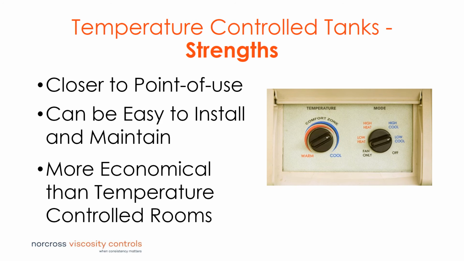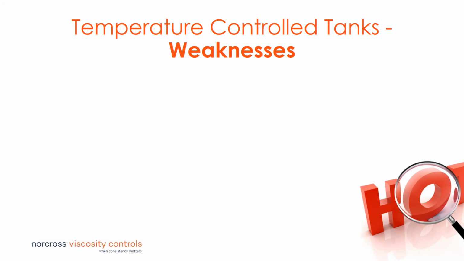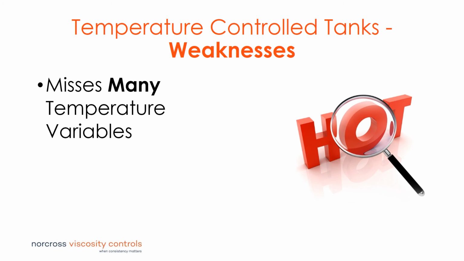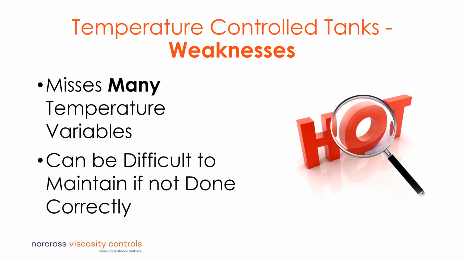operate than temperature-controlled rooms. The weaknesses to this approach are also many, and they include that they miss many temperature variables. Like temperature-controlled rooms, temperature-controlled tanks cannot compensate for process-generated heat. Their point of control is still removed from the process, which will become more obvious later when we discuss point-of-application temperature control. And they can be difficult to maintain if not done correctly. Many forms of tank temperature control involve immersion elements inserted into the fluid through the lid of the tank. These can be difficult to clean and can present issues, especially in applications like printing ink, where the fluid is changed often and cross-contamination is a problem.